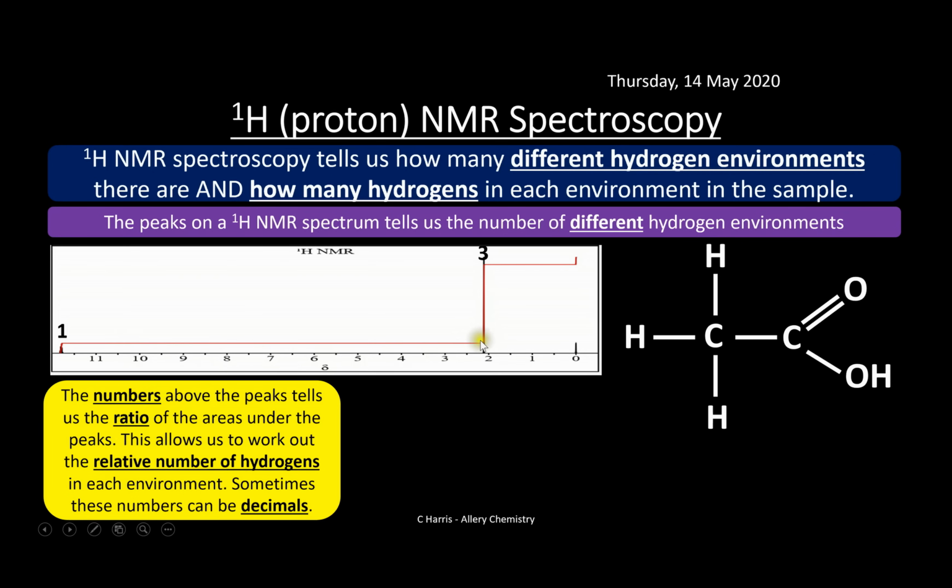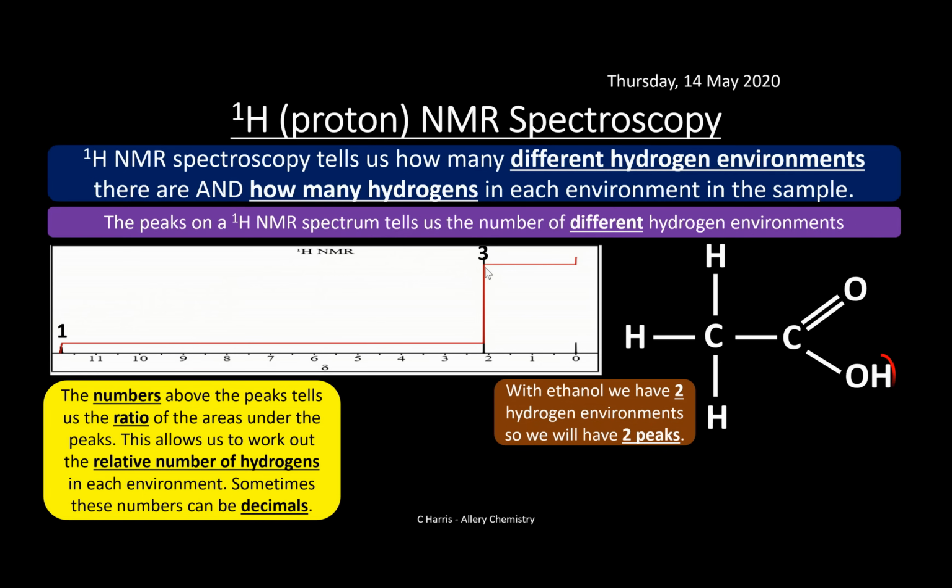So what we do is we measure the area under each peak, and the area under the peaks tells us how many hydrogens are in that environment. But quite often it can be really difficult to actually measure the area under the peak. So in a lot of NMR machines, they will put numbers above the peaks, and that tells you the relative area of that peak relative to the smallest peak. So this peak has a value of 1, this peak has a value of 3. So we've got a 3-to-1 ratio here.